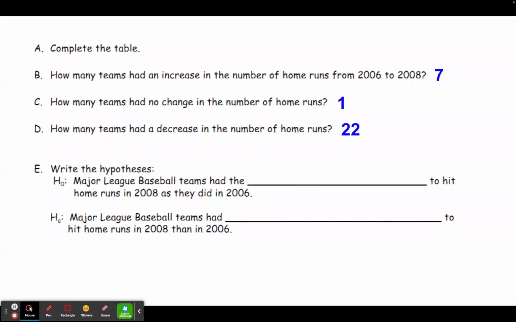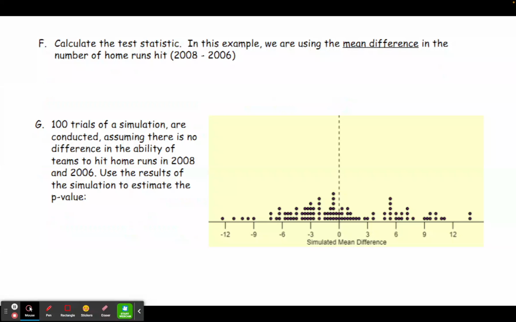So, first thing we're going to do is write our hypotheses. Our null hypothesis is that Major League Baseball teams had the same ability to hit home runs in 2008 as they did in 2006. So, our null hypothesis, again, always assumes no difference in ability. Our alternative then is that the teams in the MLB had less ability to hit home runs in 2008 than in 2006.